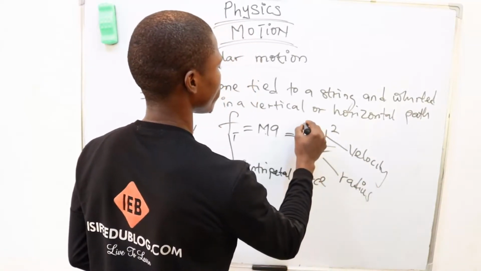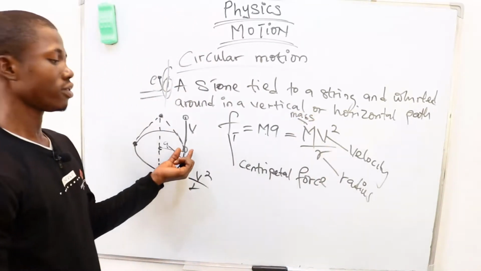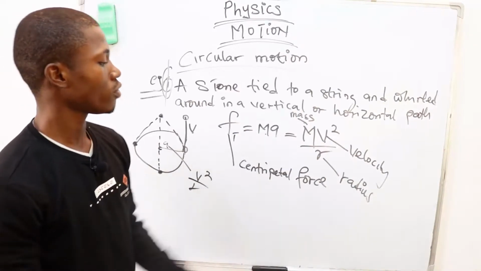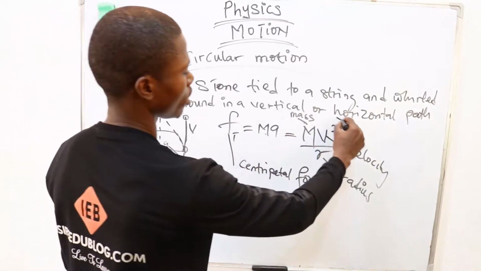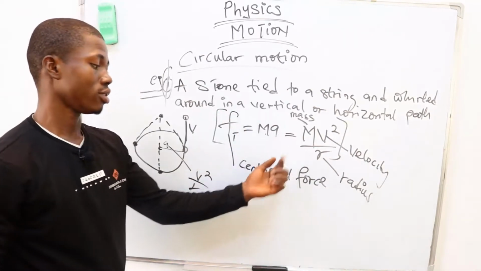And this is the mass of the stone. And this is the mass of this stone. Okay? So from this formula, just keep note of it. When we start calculation, we'll do a lot of calculation using this formula.